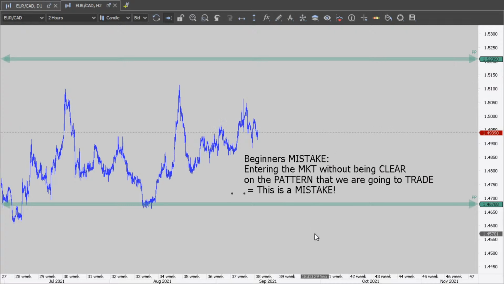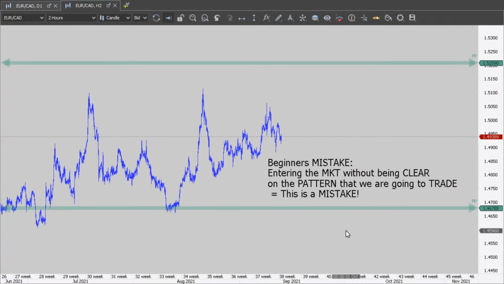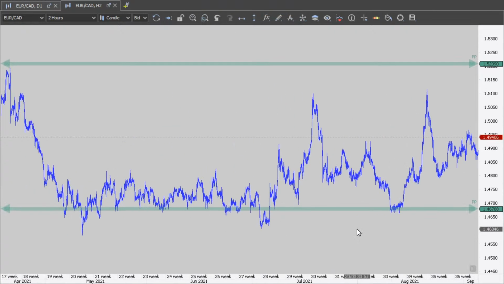Everybody, you can accept what we're teaching you, you can reject what we're teaching you, not a problem. But this is a beginner's mistake, entering the market without being clear on the pattern that we are going to trade. This is a mistake, everybody. You know? So, going long or short, right? There is no right or wrong, but we need to be clear on the pattern that we are trading, right?